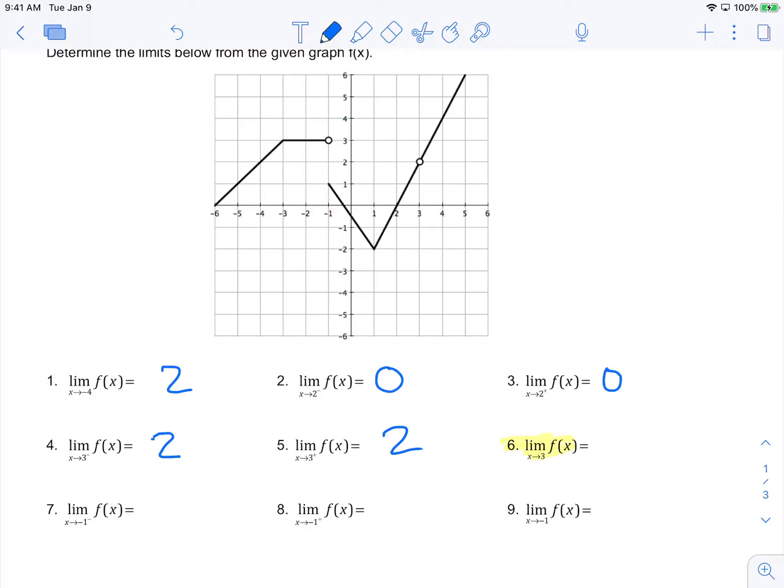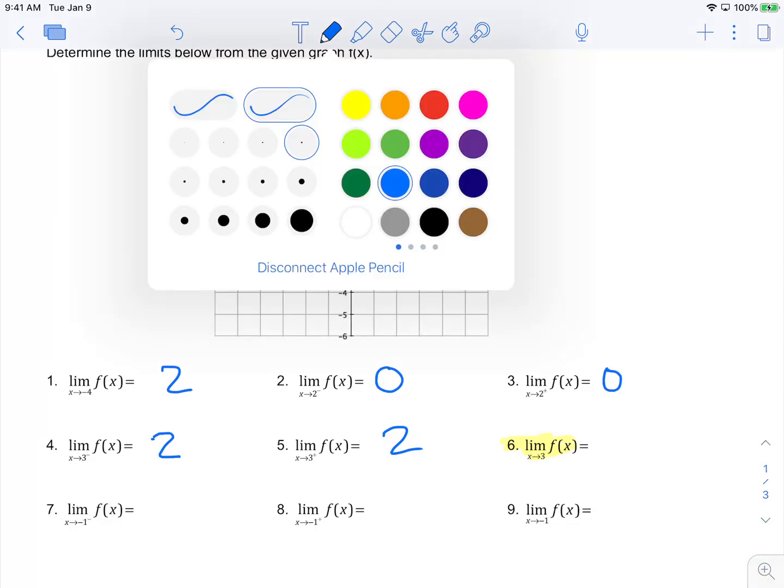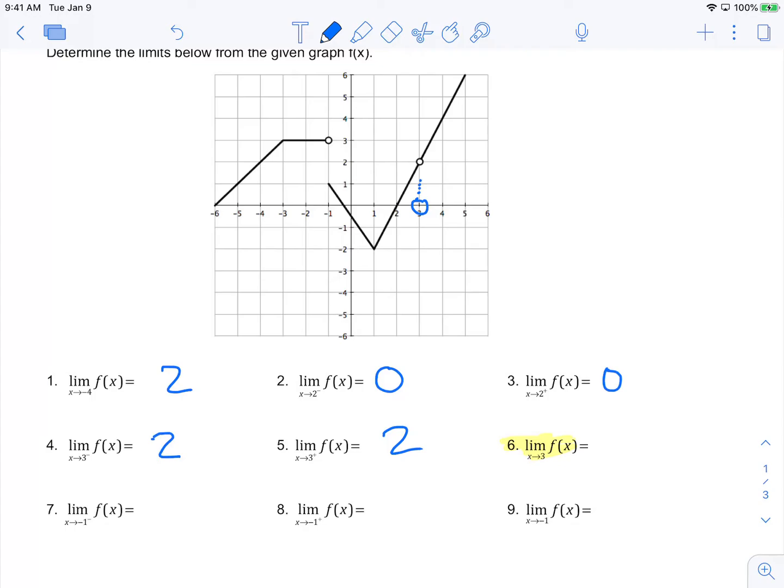Find the limit as x approaches 3. Well, if I go to 3, we already saw that there's no value there. However, since when I approach from the left and when I approach from the right, you see how these both match? They're both 2. That means this limit is going to be 2. Even though there's a hole there, that's okay. We're still going to have a value for the limit. It's just going to be 2 because that's what the value would be if there were no hole.